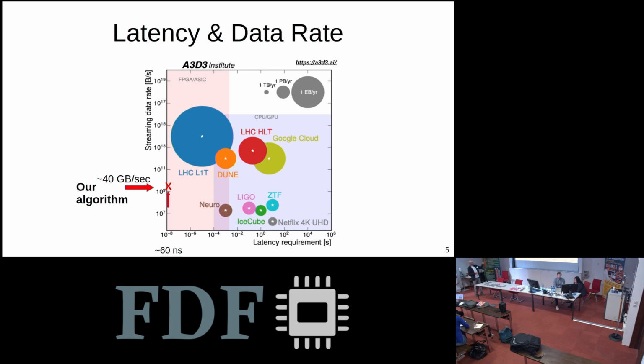And our algorithm is marked by X. It's supposed to handle about 40 gigabytes per second, and it's supposed to return an answer after 60 nanoseconds. So at 200 megahertz, 12 clock cycles.